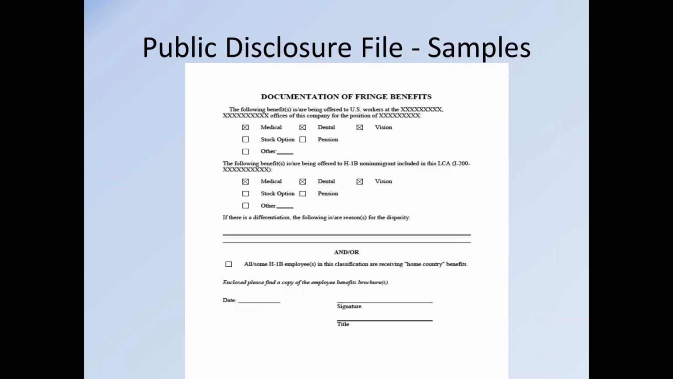We suggest that individuals, if you have a handbook or an explanation or information about the benefits, include that information and/or booklet in the actual public disclosure file as well.